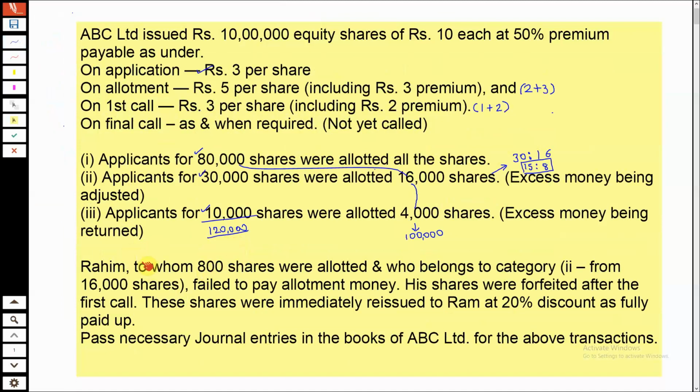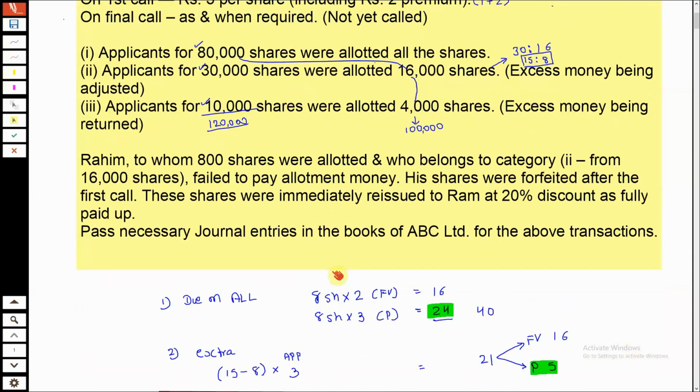Okay, here it was given कि Rahim, to whom 800 shares were allotted and who belongs to category 2, that is आउट ऑफ 16,000 शेयर्स, यानी ये वाले में रहीम था जिसके एक्स्ट्रा पैसे हमने एडजस्ट किए थे. यू नीड टू बी केयरफुल. इफ़ ए पर्सन इज़ फ्रॉम प्रोरेटा, उसके पैसे आप एडजस्ट करते हो तो यू नीड टू प्रिपेयर स्पेशल वर्किंग. फेल टू पे अलॉटमेंट, तो ये अलॉटमेंट के पूरे पैसे अनपेड है ऐसा हम नहीं बोल सकते, बिकॉज सम अमाउंट इज ऑलरेडी पेड एज आई हैव एक्सप्लेन्ड हियर.